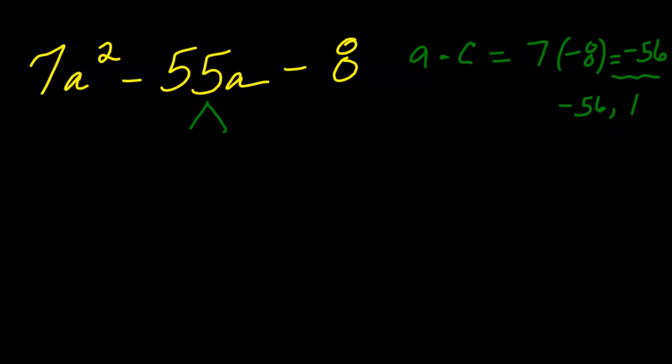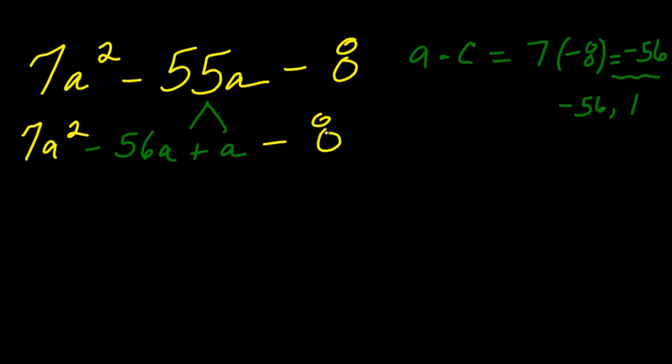So you keep the first term, your 7a squared, and instead of the -55a, you're going to write -56a plus 1a, or just a, and then you copy down your -8. Okay, and now we're going to do our factor by grouping.